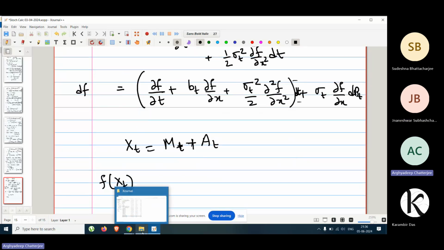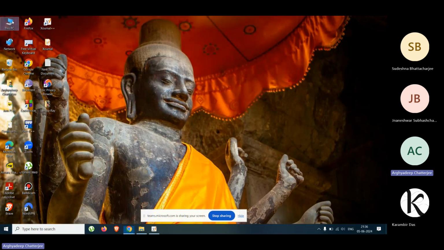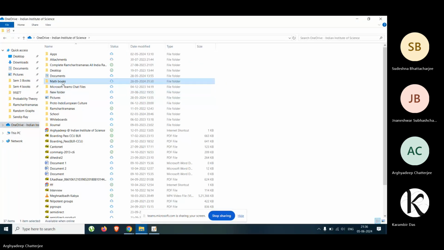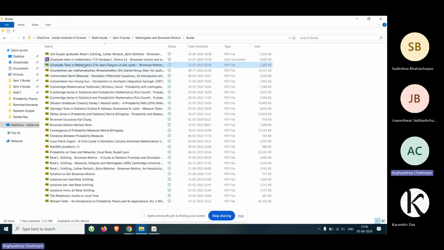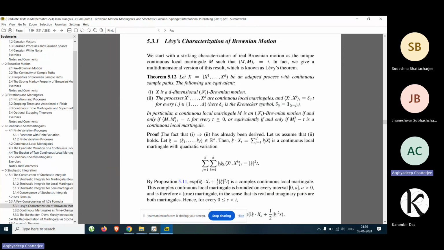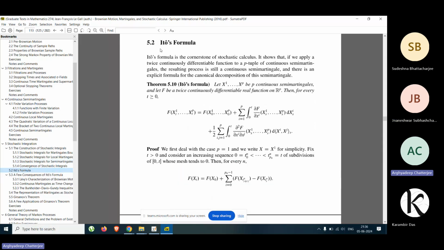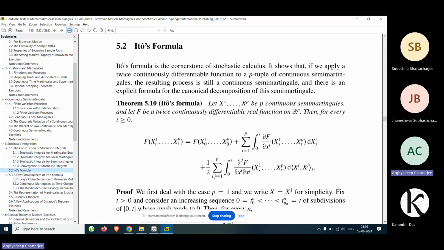Maybe I can show you instead of explaining, I can just show you the book, because it's very useful. This is the book by Le Gall. It's visible, right? So you see, you can replace it by p many semi-martingales here in the argument, and this is the term f of x0.